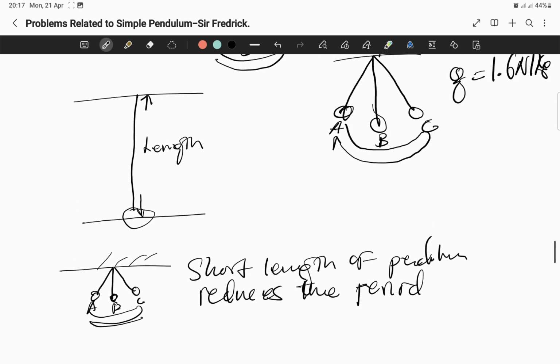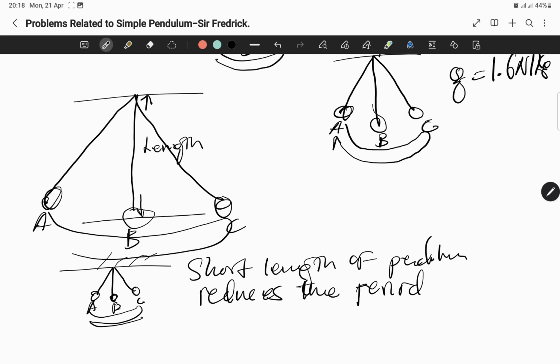If we have a longer length of the pendulum, we are going to have a longer period of a pendulum. Why? Because it will take time for this bob to move from point A to point C due to the longer dangling of the string. So in short, a longer length of the pendulum increases the period of a pendulum.